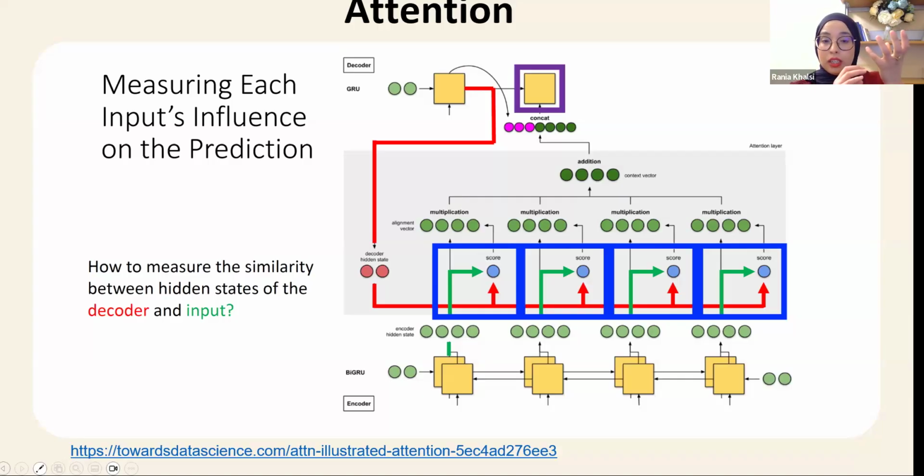This correlation gives us the idea about how strongly the decoder hidden state relates to each of these four time steps. The idea is mainly the correlation, or the degree of this relationship, between the decoder hidden state and each of these time steps.